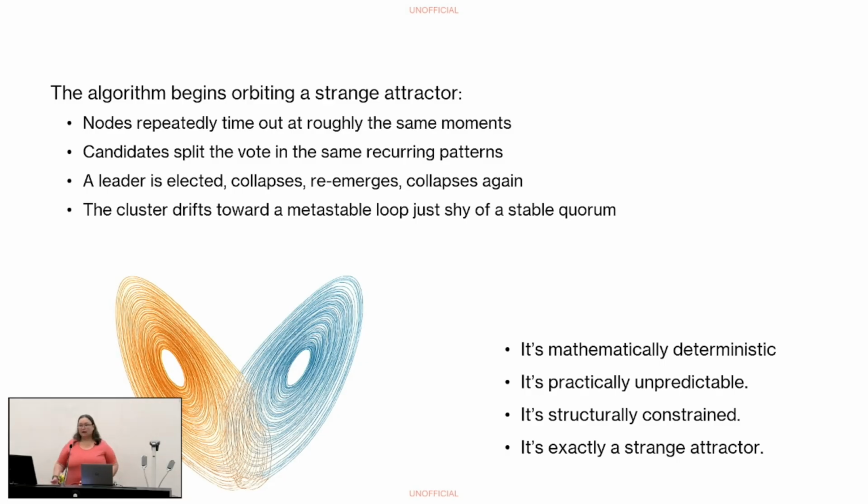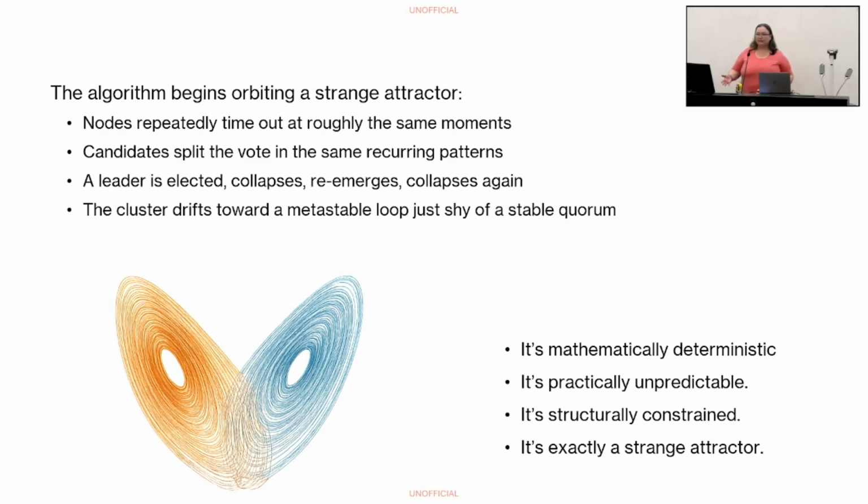Nodes repeatedly time out at roughly the same moments. Candidates split the vote in the same recurring patterns. A leader is elected, collapses, re-emerges, collapses again, and the cluster drifts towards its metastable loop, just shy of quorum. It's mathematically deterministic, practically unpredictable, structurally constrained. That means it's a strange attractor, although it's probably not a butterfly.